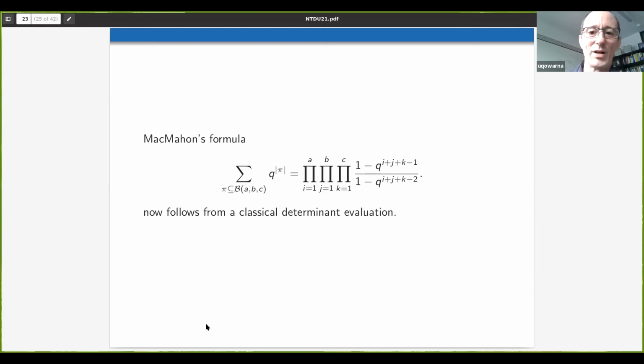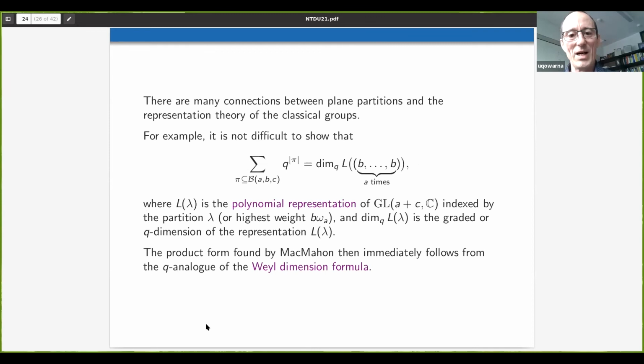Okay, so far, what does this have to do with my first sort of 10 minutes of talking about these modular functions arising in representation theory? So far, of course, there's no obvious connection. And in fact, there isn't. But these plane partitions certainly have a connection to representation theory. So we're sort of on the right track, but not right enough in a sense.